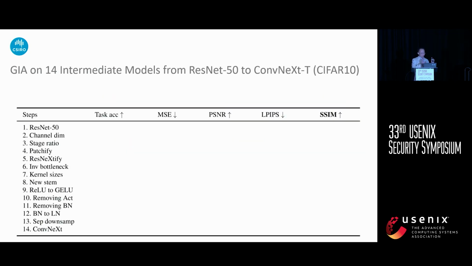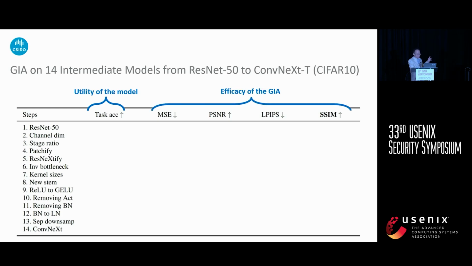So very quickly, just show this one example of results. As I said before, we did a step-by-step modification or morphing from ResNet 51, the first row, all the way to last row, ConvNeXt, which is a transformer-like model. So you can see there are 14 steps. And for each step, we have an intermediate model. And for each intermediate model, we test the efficacy of a GIA and show the performance results. Regarding the performance results, we use task accuracy to show the utility. And to show the efficacy of gradient inversion attacks, we have used standard metrics such as MSE, PSNR, SSIM.